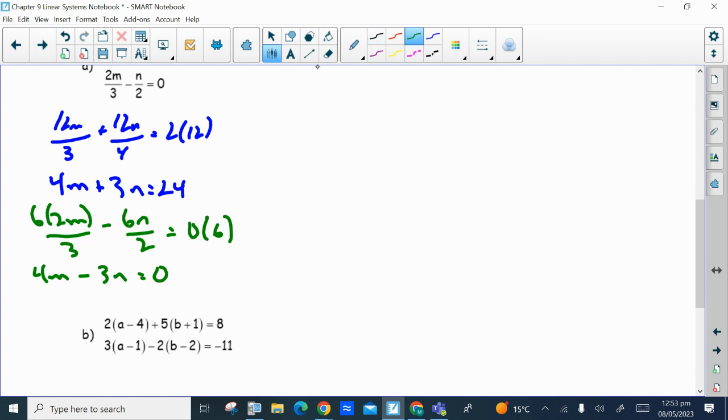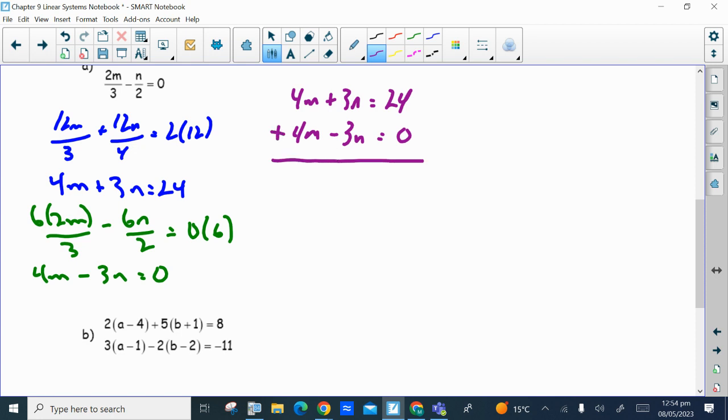So if we line up these two equations, you should realize that in this case, we can either add or subtract. After we got rid of the denominators by multiplying all the terms by the common denominator, the coefficients in front of the m's were exactly the same, so we could subtract the equations and eliminate m's. But the coefficients in front of the n's are opposites, so we could add and eliminate the n's, one or the other. It's usually easier to add than it is to subtract, so that's what I'm going to do.